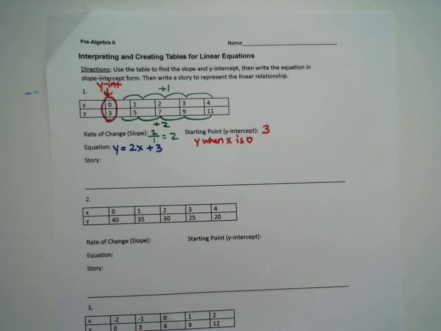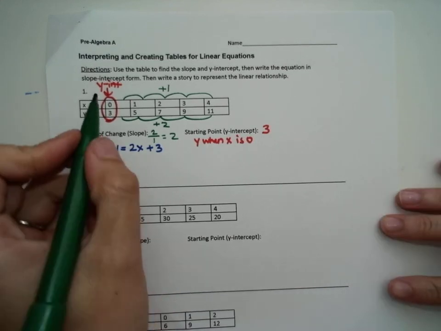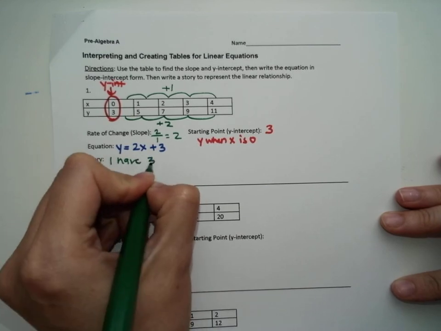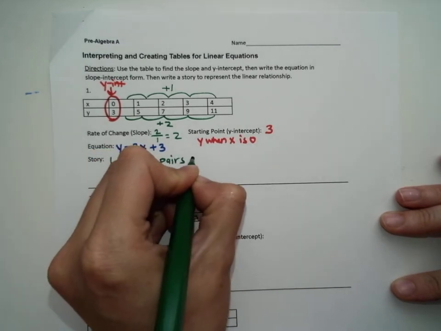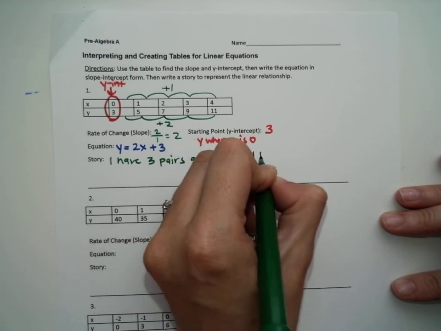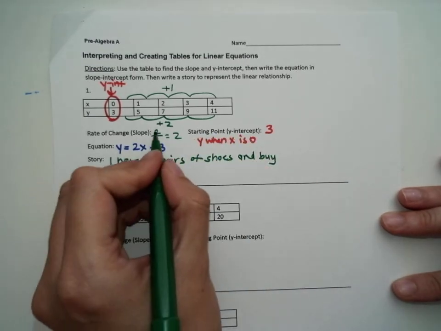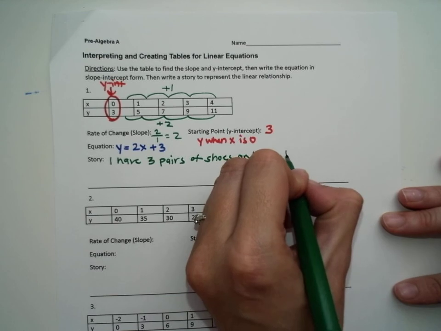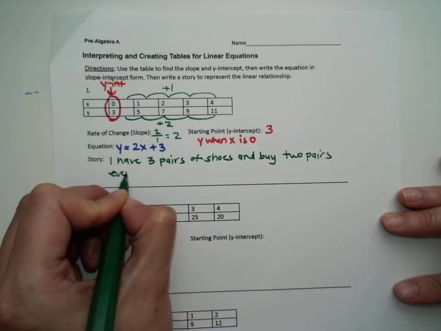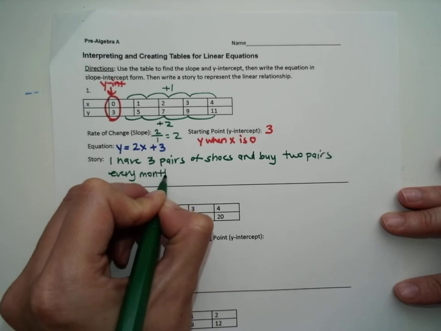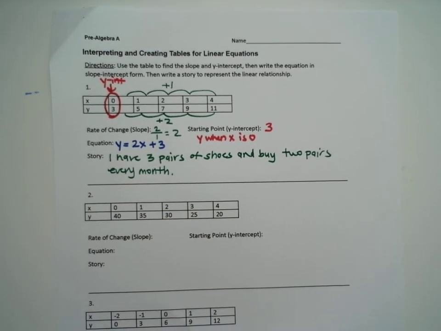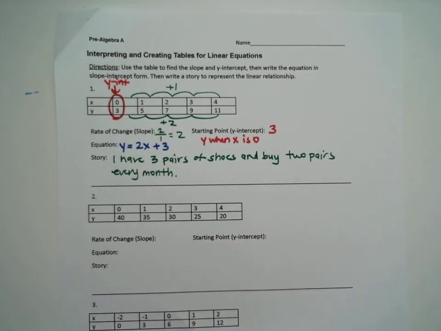And a story is I have 3 pairs of shoes, and it's increasing by how many? By 2. So I buy 2 pairs every month. Okay, that's a story that matches our table.